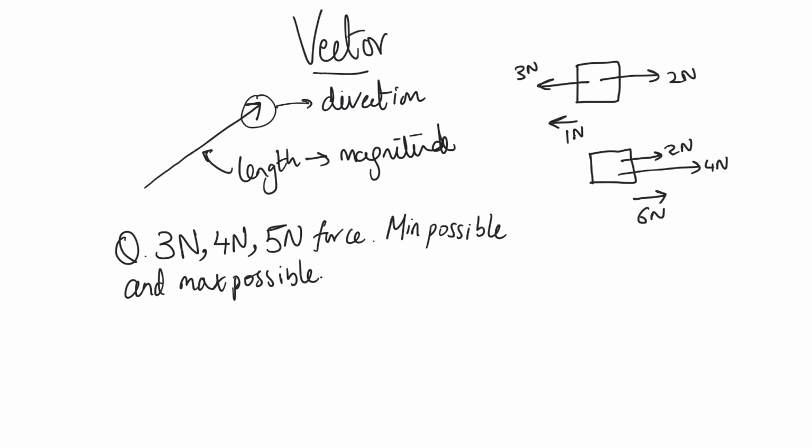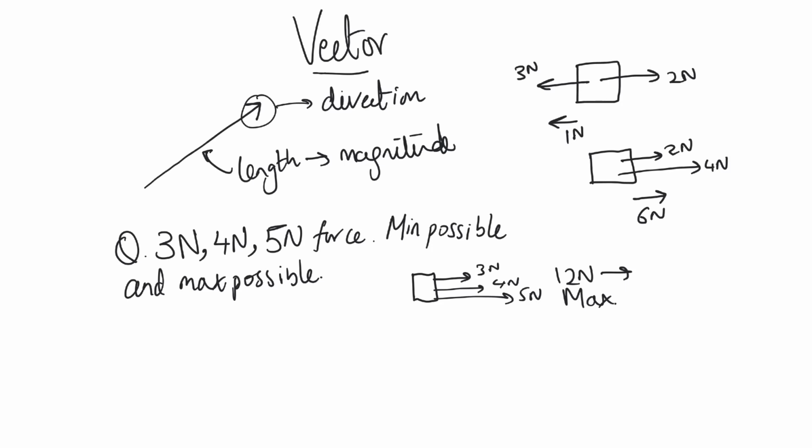The maximum possible resultant force is not difficult at all, because you can say that this is, let's say, your object, and for the maximum force, all you have to do is that all three forces are acting in the same direction. So this is 3 newtons, this is 4 newtons, and this is 5 newtons. So the resultant that you will get is 3 plus 4 plus 5, which is 12 newtons this way. This is your maximum possible force.